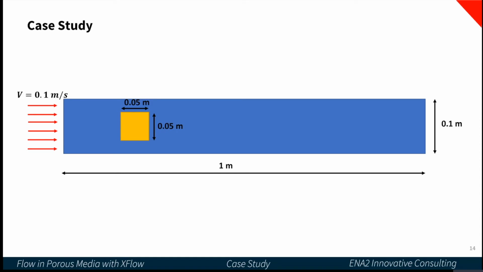As a case study, I chose a simple geometry. We have a channel here, a 2D channel actually, and the porous medium is mounted there. The flow with the velocity of 0.1 meter per second enters the channel and also passes through the porous medium. The dimension of the channel and porous medium is depicted there.